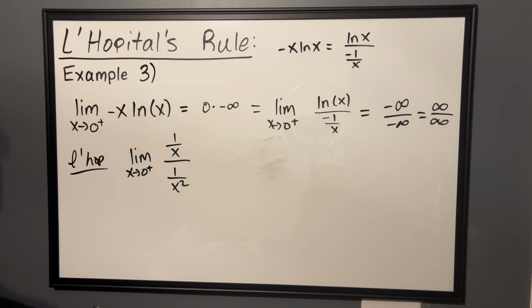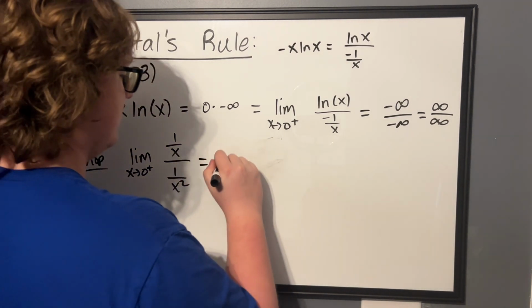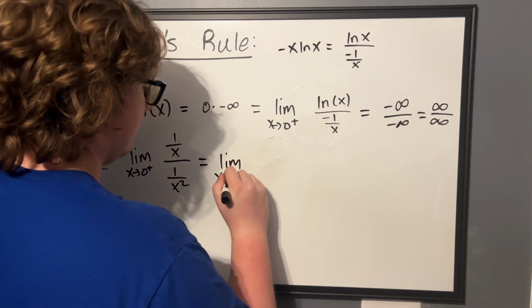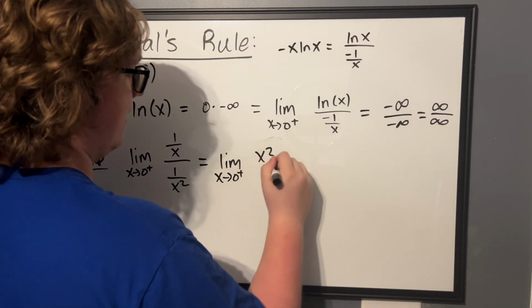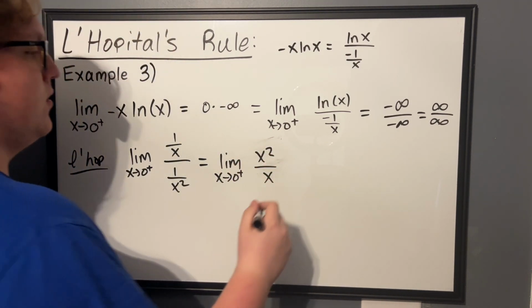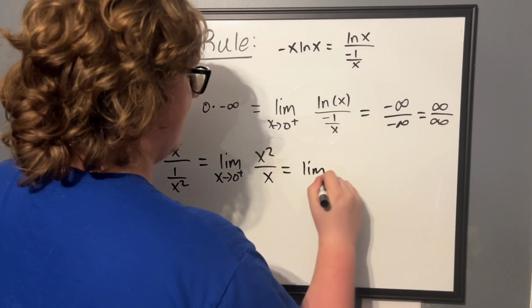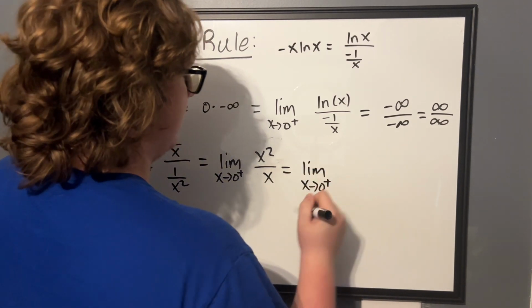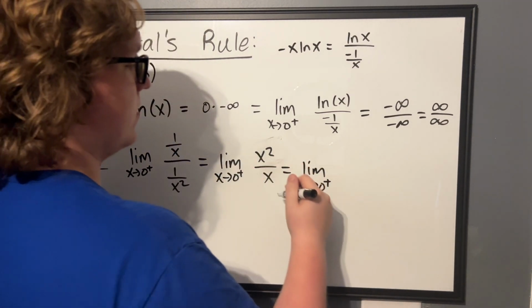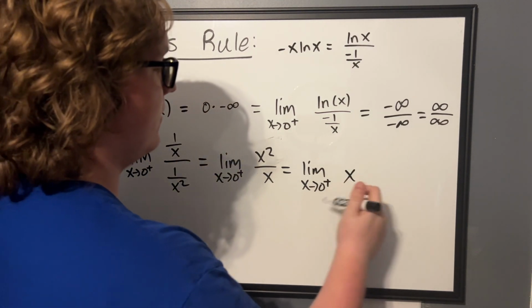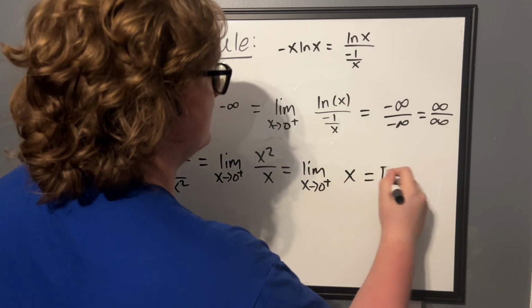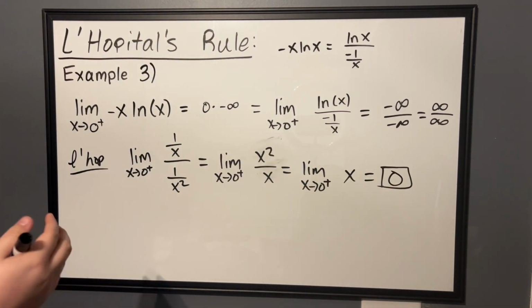Now we're dividing fractions, so we can flip and multiply. So this is the same thing as the limit as x goes to 0 from the positive direction of x squared over x, which of course we can simplify a little bit more. From the positive direction, x squared over x is just x. So now we can directly plug in 0 and we will get 0. And that is the answer to our limit.